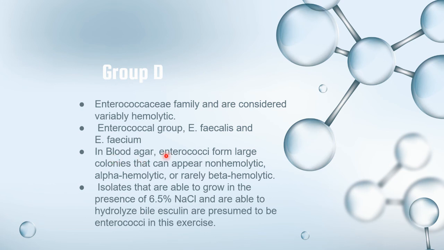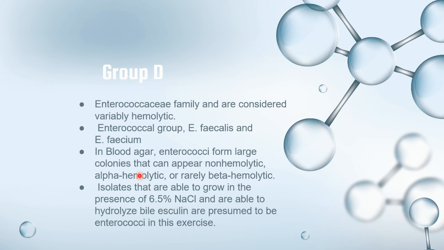So, in blood agar, enterococci form large colonies that can appear non-hemolytic, alpha-hemolytic, or rarely beta-hemolytic. Isolates that are able to grow in the presence of 6.5% NaCl and are able to hydrolyze bile esculin are presumed to be enterococci in this exercise.